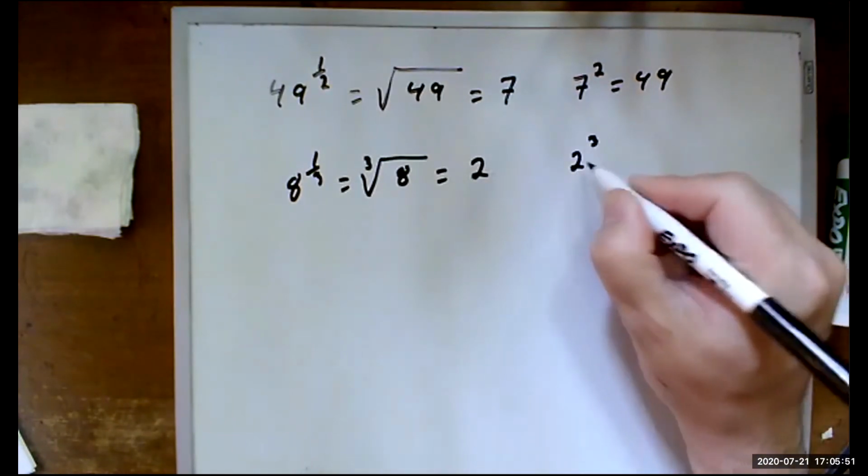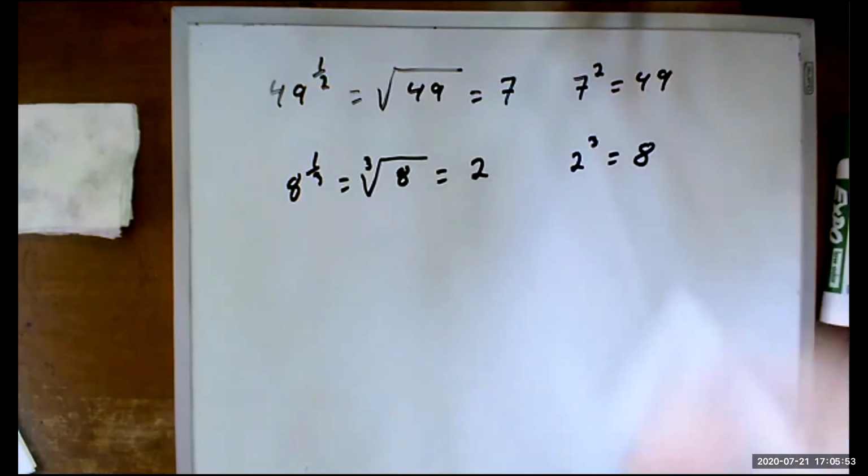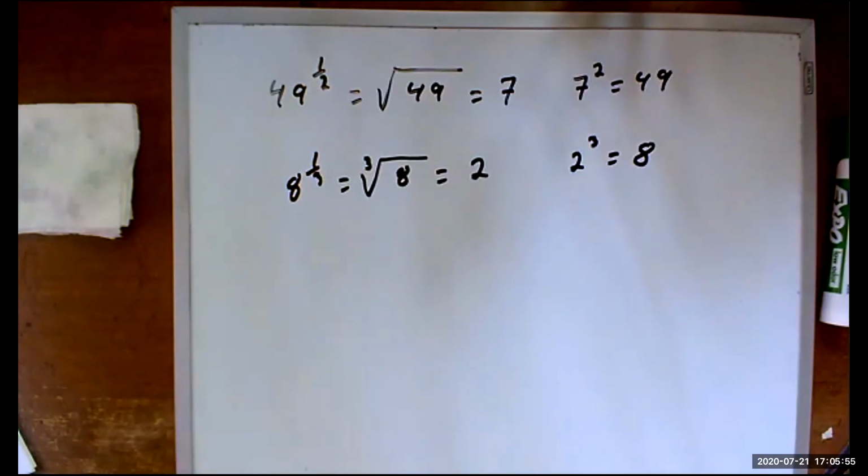If I had 8 to the 1/3, this would say that I'm looking for the cube root of 8, which is 2. And that is true, I know, because 2 to the power of 3 gets me 8 back.